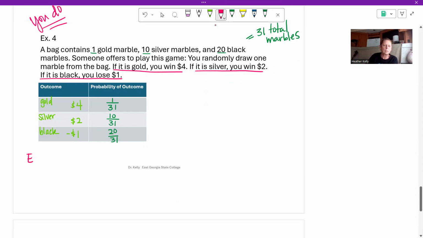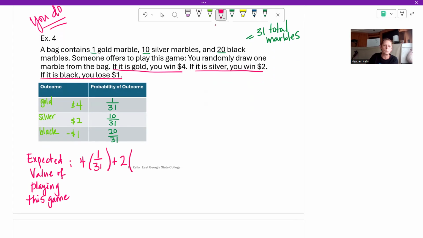So our expected value of playing this game is going to be 4 times 1 over 31 plus 2 times 10 over 31 minus 1 times 20 over 31. And when we run that math there, we get 0.129.